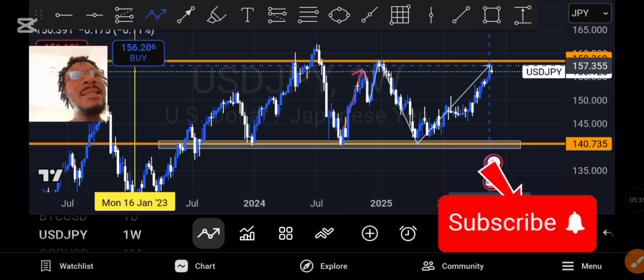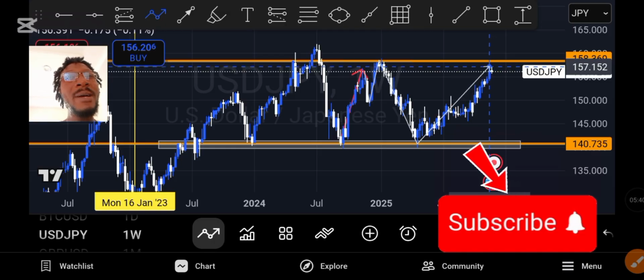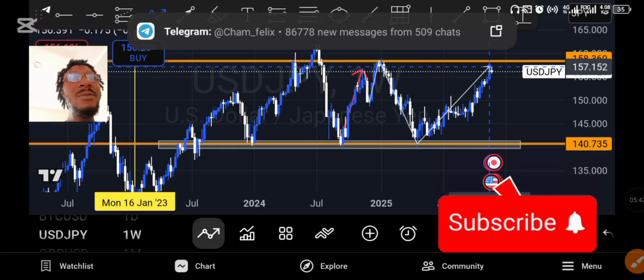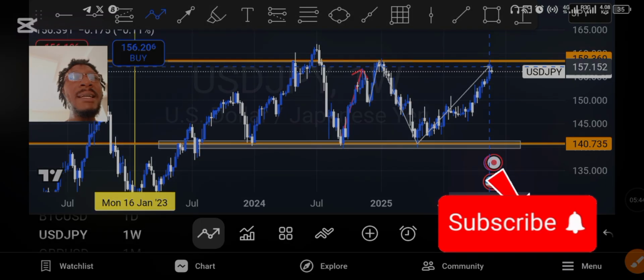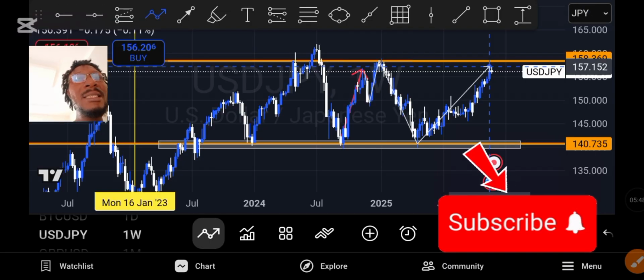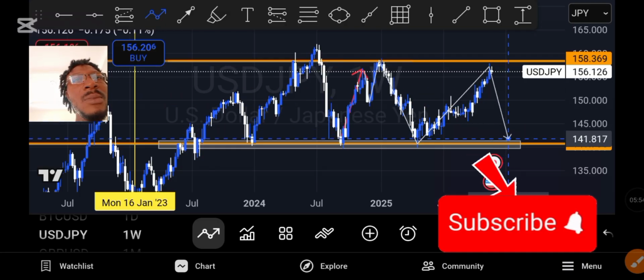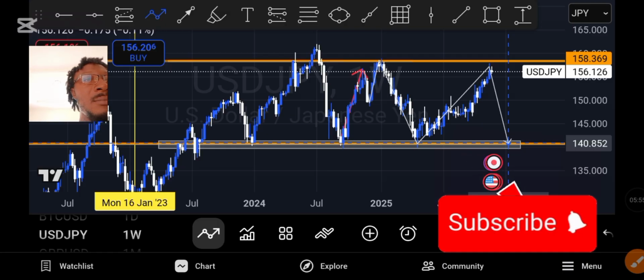We are still selling. So right now, I'm in a trade on USDJPY. I shared this trade last week, and for those who took the trade, they are still in massive profits. Okay. So guys, this is what I see on the weekly for USDJPY.